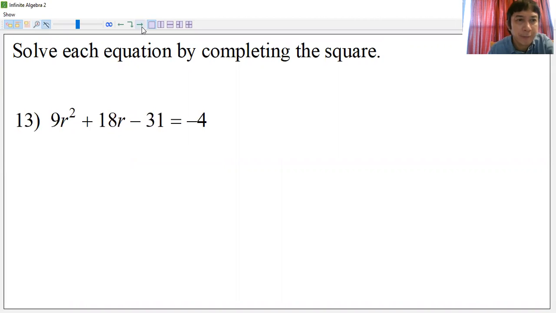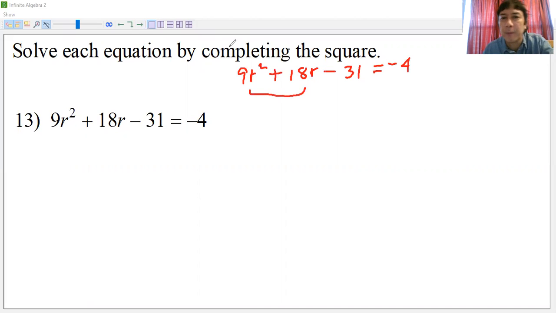13 is here. Solve each equation by completing the square. So we start with the given 9r squared plus 18r minus 31 equals -4. Now take note of the first two terms. You don't have r squared, you have 9r squared. So we will have to make that r squared only.